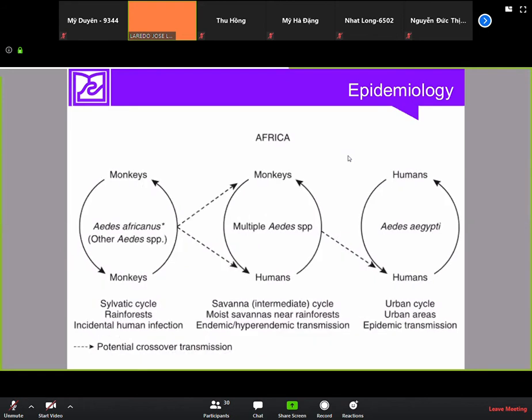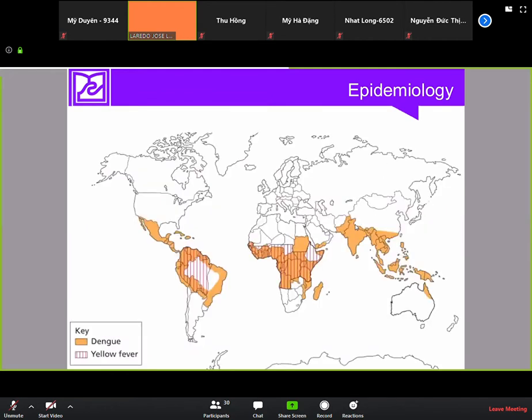In Africa, it's almost the same. So from monkeys to monkeys in the forest, transmitted through mosquitoes. Sometimes the mosquito can transmit the disease to the human. And in the cities, humans can transmit the disease to other humans through the same vector. So this is the same as we studied yesterday for dengue.